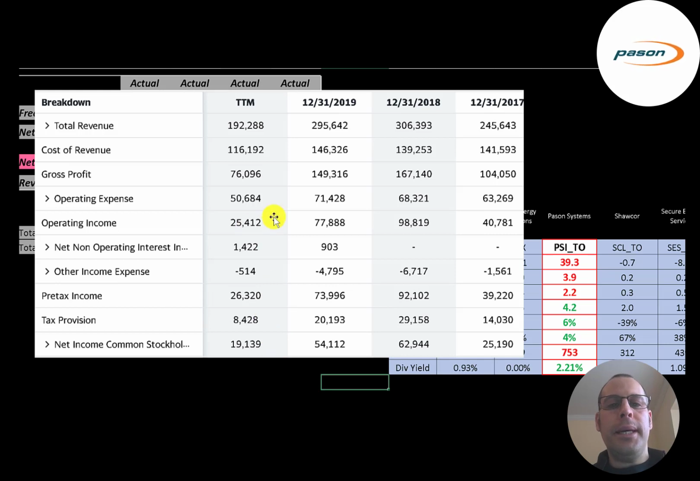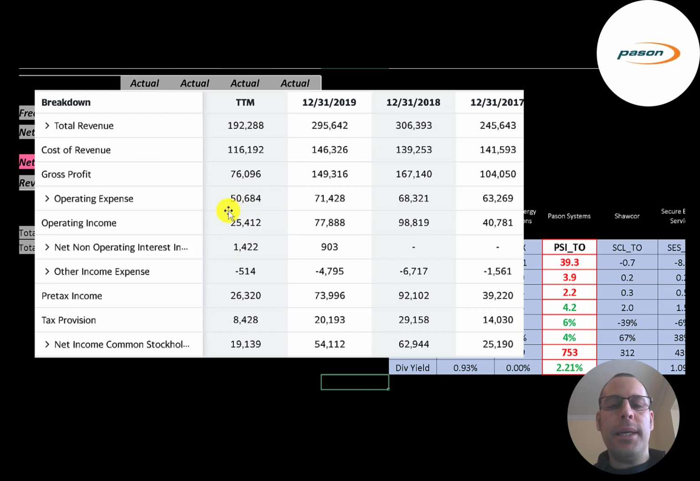This is the company's income statement. The top line is the revenue, the sales. Below that is cost of revenue. These are the expenses directly related to generating the revenue. The difference between those two numbers is their gross profit, and that was the lowest in the trailing 12 months due to low revenue. Below that is operating expenses, and then below that is operating income.